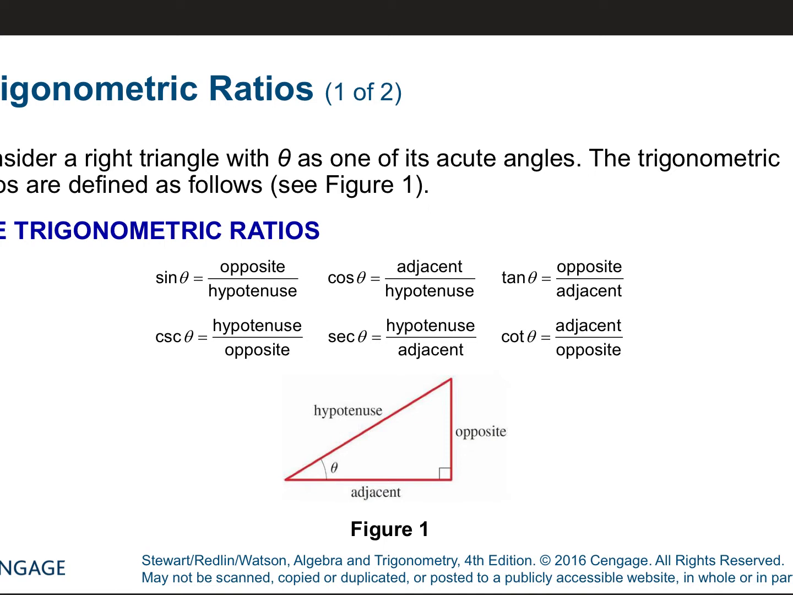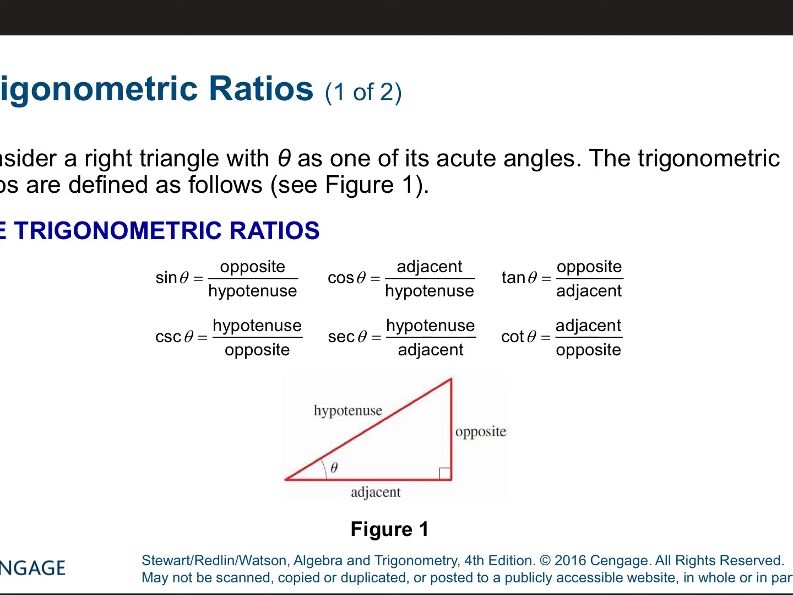Your hypotenuse is always going to be the side length that's across from your right angle, which is your largest side length. So again, depending on where theta is, where that angle measurement is, you are going to be identifying the opposite and the adjacent side lengths. Some of these you're going to have to also find the missing side length. Remember, with a right triangle, to find the missing side length, you can use a squared plus b squared is equal to c squared.